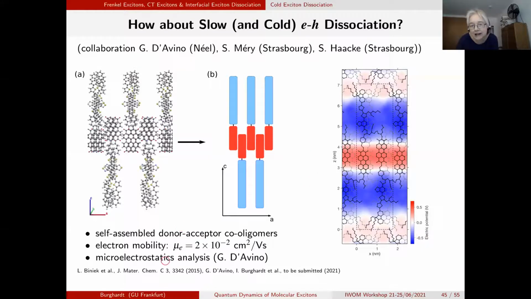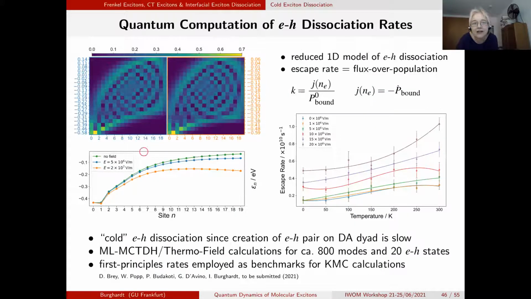And Gabriele undertook a microelectrostatics analysis. So this is the electrostatic potential. You see this very striking quadrupolar structure here. And with that, we carry out quantum dynamics, going to rates which are pretty slow. This is a process that takes nanoseconds. We use a flux overpopulation model in order to compute first principles quantum dynamical rates that are generated for a slow process.